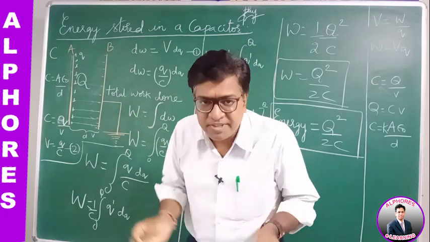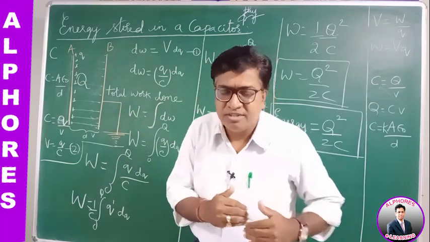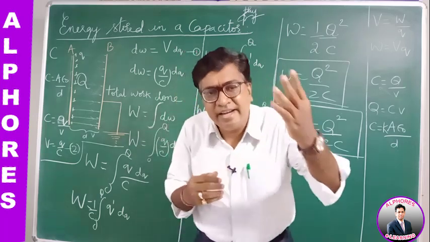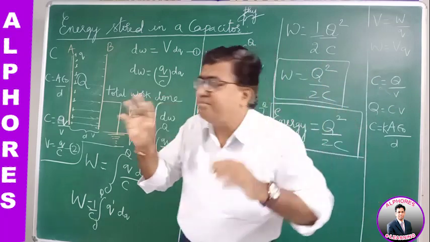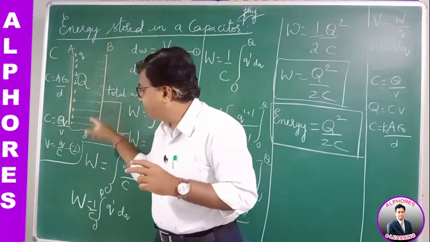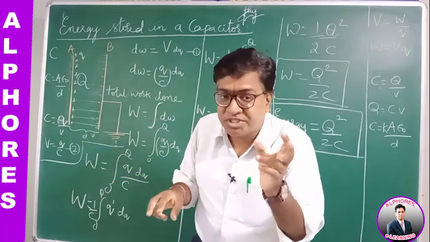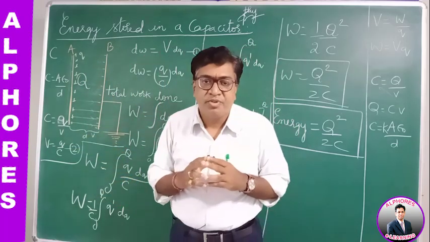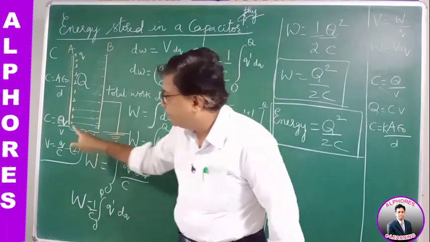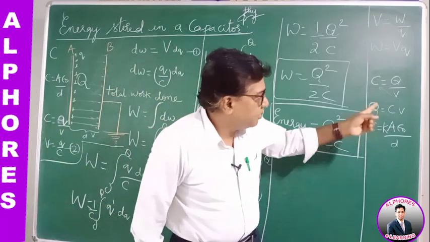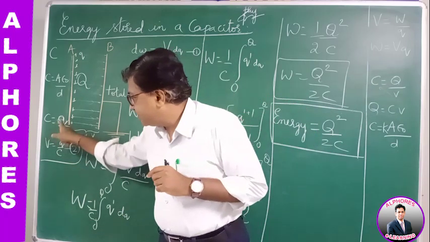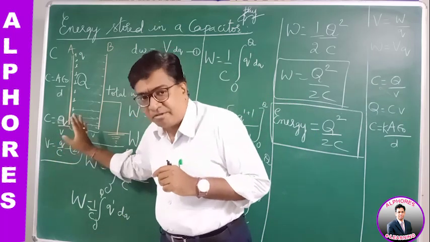Suppose I start with 0 charge. At time t0, the charge is 0. I go on giving charge. Let at an instant of time t, the charge be small q. The potential at that instant is V. The charge and potential are directly proportional. At that instant the charge is q and the potential is V. We know the capacity is Q by V. The definition: C is Q by V, so V is Q by C. Please remember this.